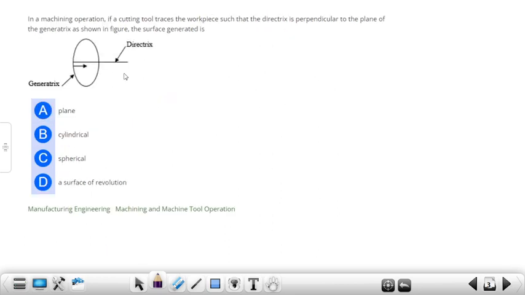In a machining operation, if a cutting tool traces the workpiece such that the directrix is perpendicular to the plane of the generatrix, the surface generated is? So this is the generatrix and this is the directrix. The directrix is towards the x-axis, and this is the rotation about the x-axis. So the generatrix will produce a cylinder. So option B is the correct answer. Next question.